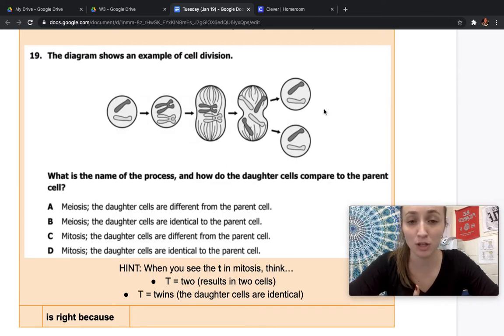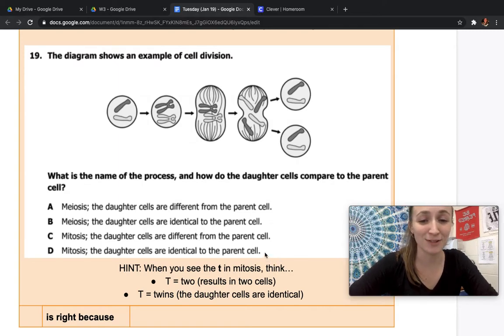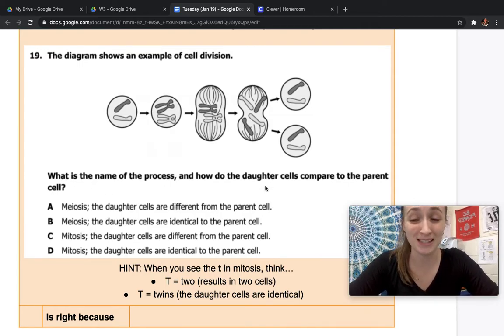So absolutely good job. We know they're identical, so we know it's not going to be A and it's not going to be C, because A and C say that they're different. So now we're stuck between B and D. If you look at B and D, the only difference between those two is B says that this process, because again we're naming the process, B says this process is meiosis, and D says that this process is mitosis.